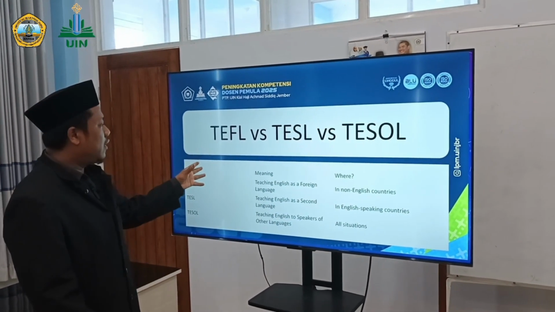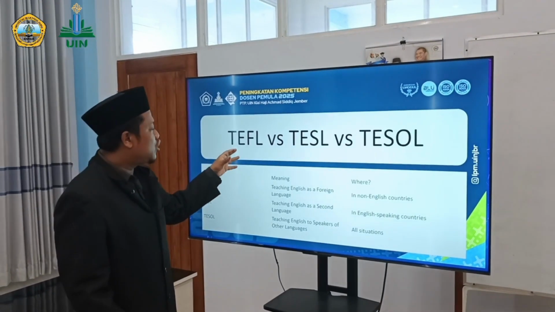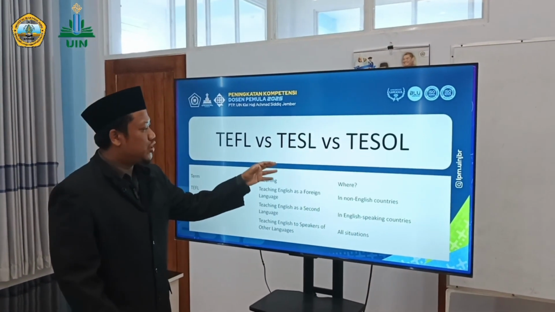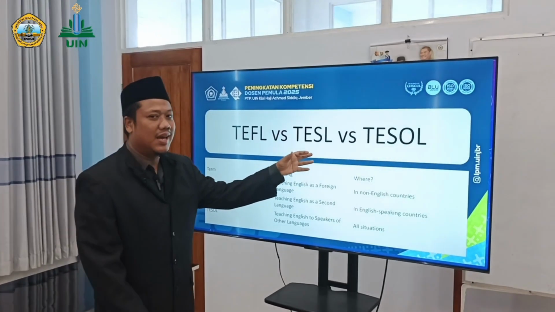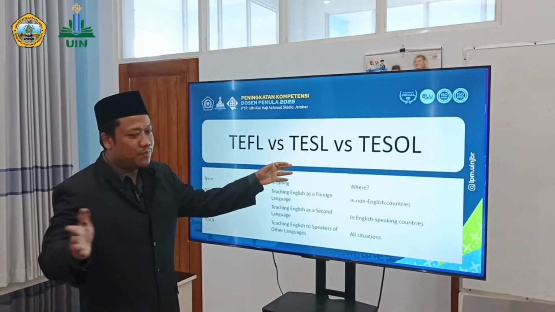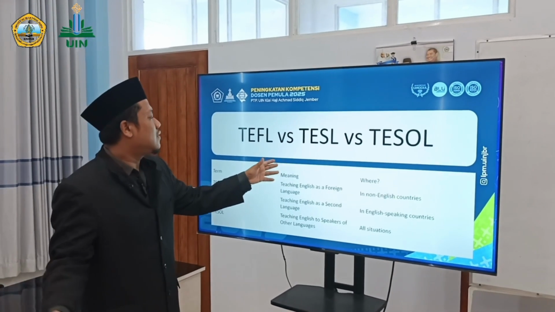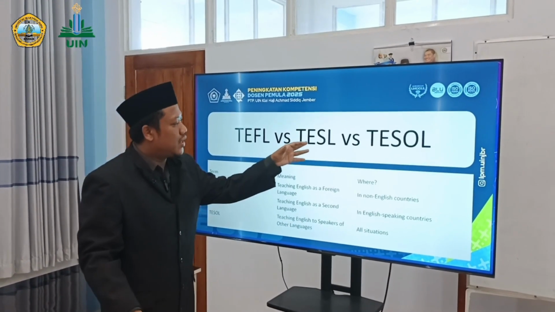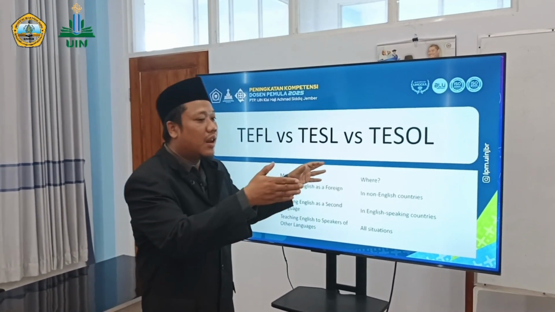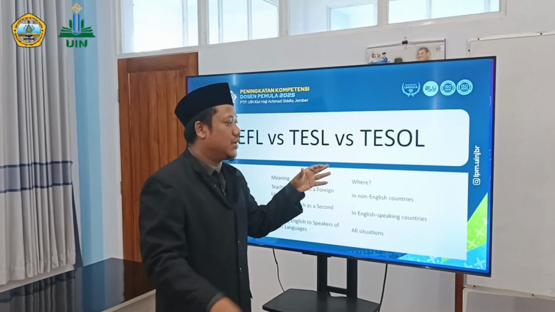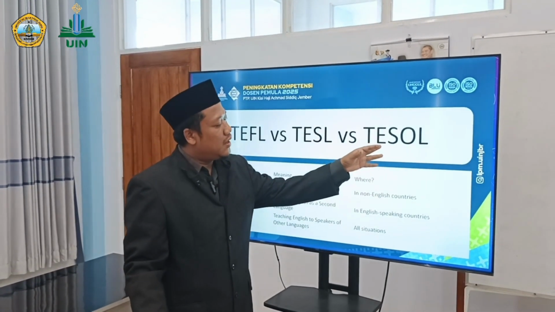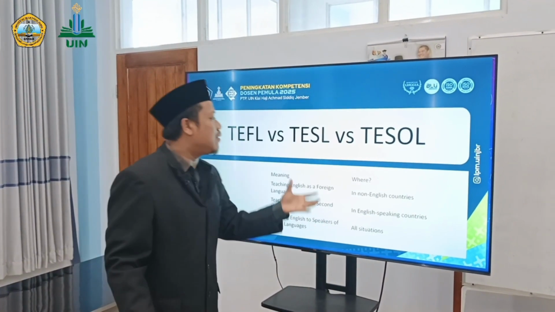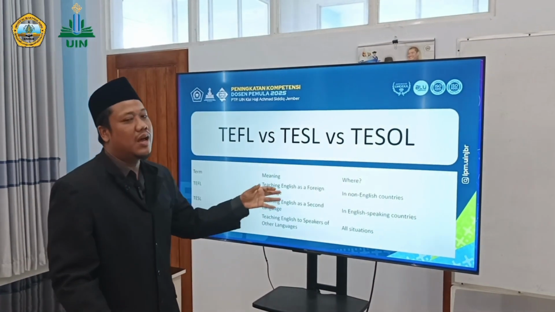TEFL means teaching English as a foreign language, and TESL means teaching English as a second language. As I told you in the previous slide, a foreign language is a language that is never used, and a second language is the language used after the first language. The speakers of a language in any country can use it as a second language or a foreign language.